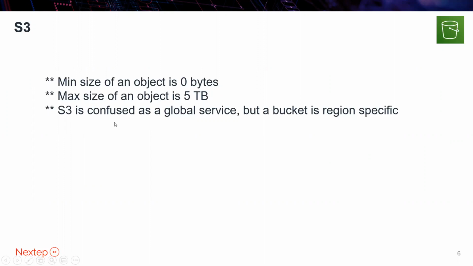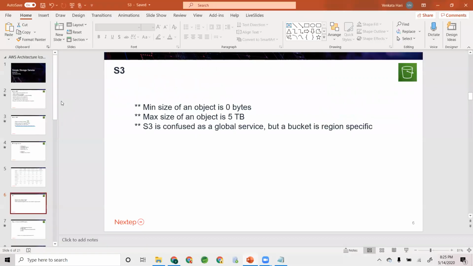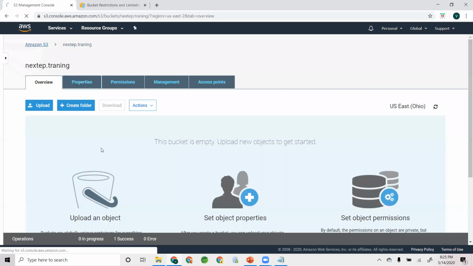A lot of people get confused and think S3 is a global service, meaning when I create a bucket, it will magically span across multiple regions. That is not correct. When you create a bucket, you are creating that bucket in a specific region, and that does not leave the region. I want you to understand it very, very clearly.